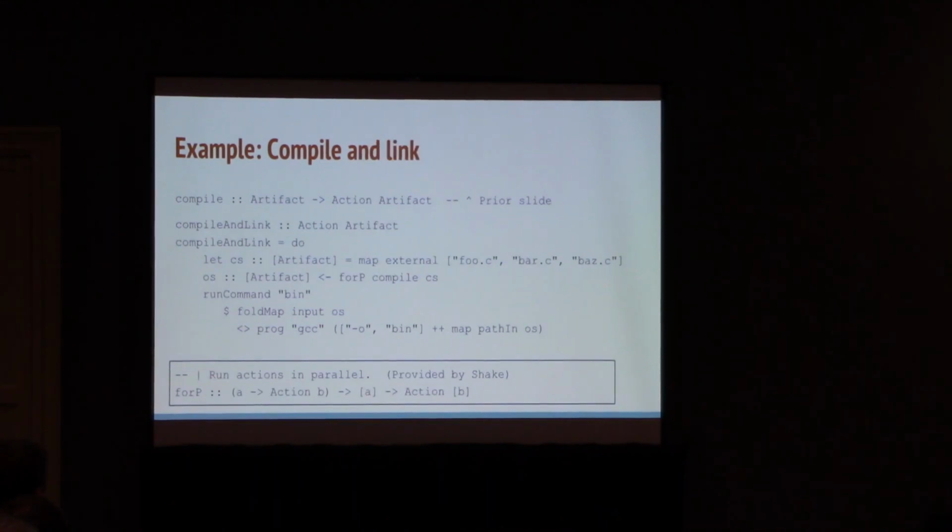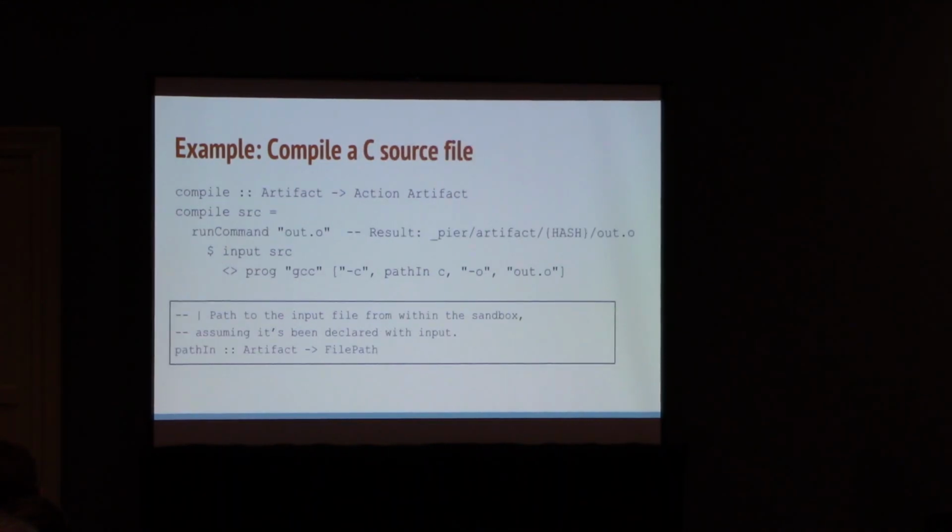Does it depend on the path of the input file or the content of the input file? It depends ultimately on the content. So this input file could be either a user file, in which case it'll depend on the contents, or it could be something that Pier's generated, in which case it'll depend on everything transitively all the way.